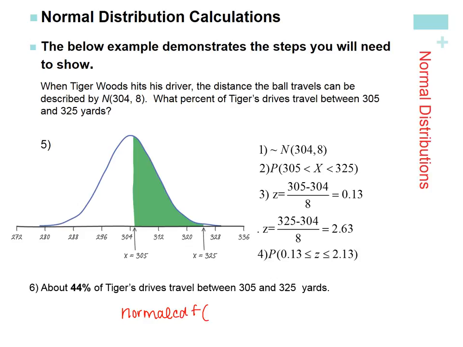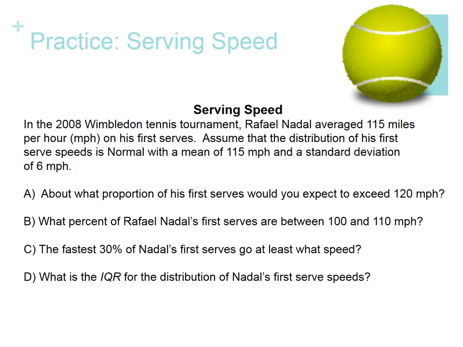Okay, so how would I have written that on my graphing calculator? So I would have done normal CDF. You don't have to write this calculator speak. My lower bound was 0.13, my upper bound was 2.13, my mean was 0, standard deviation of 1, and that's going to give you about 0.44.